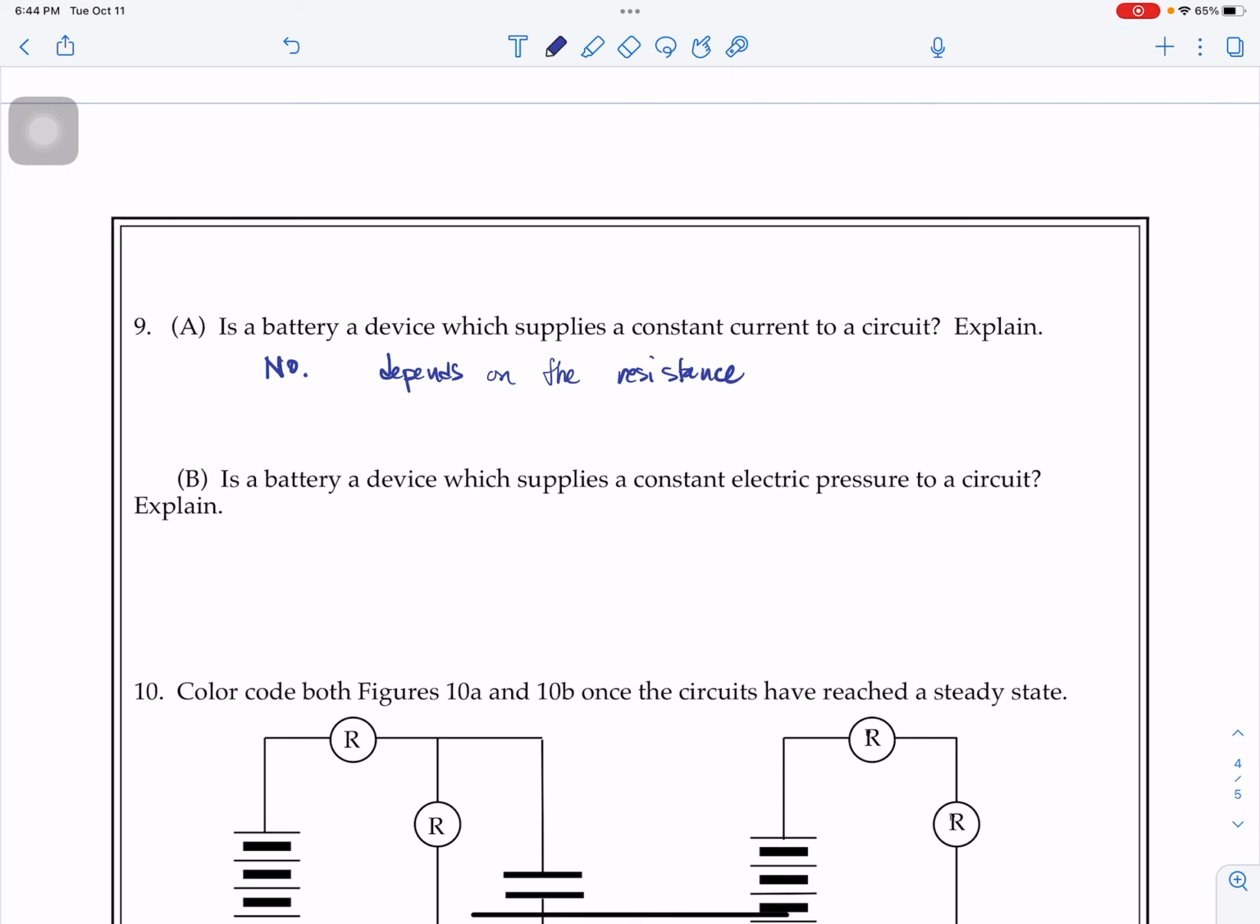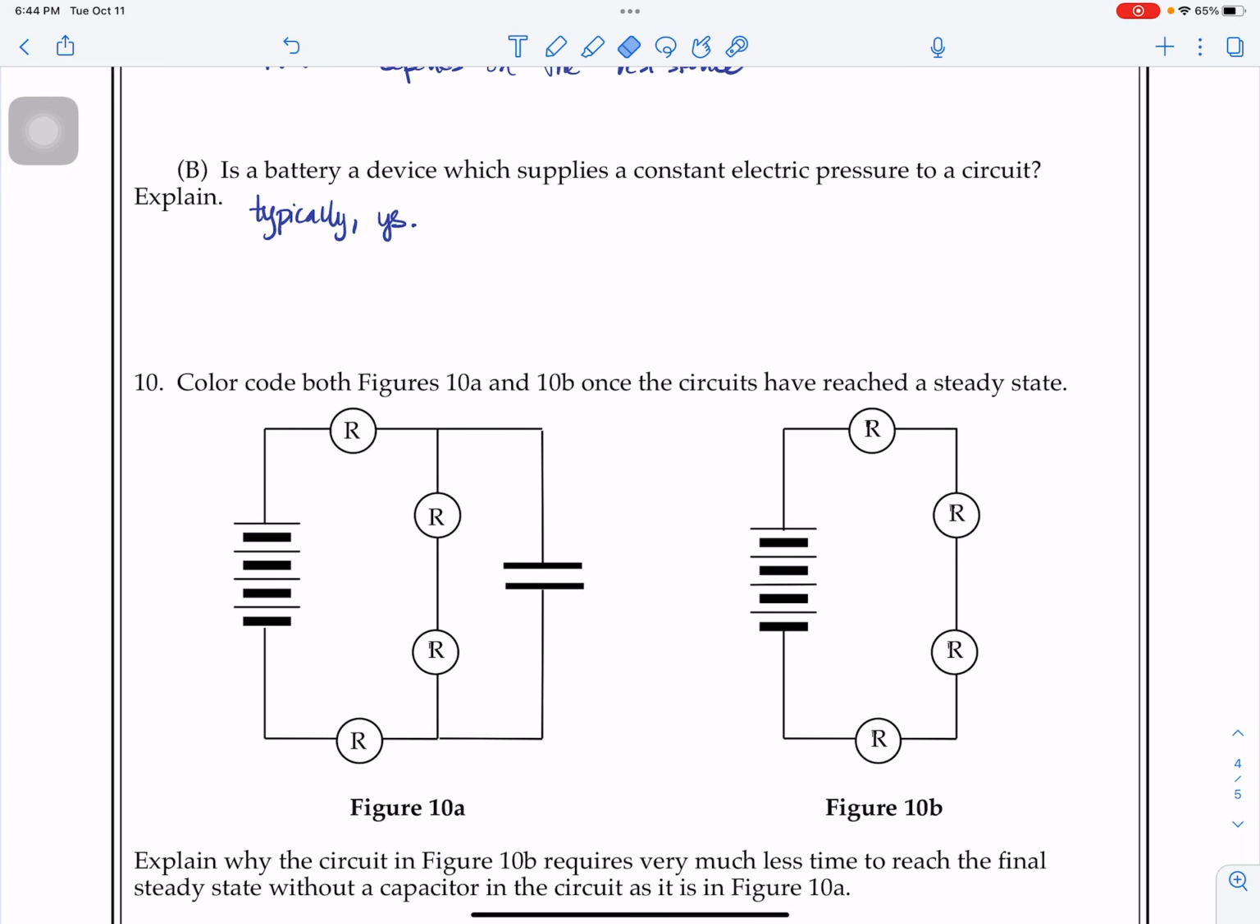Is a battery a device which supplies a constant electric pressure to a circuit? We would say typically or ordinarily yes. But if there's very little resistance in the circuit, such as when you are shorting a wire, then the pressure difference across the terminals may be reduced to essentially zero.